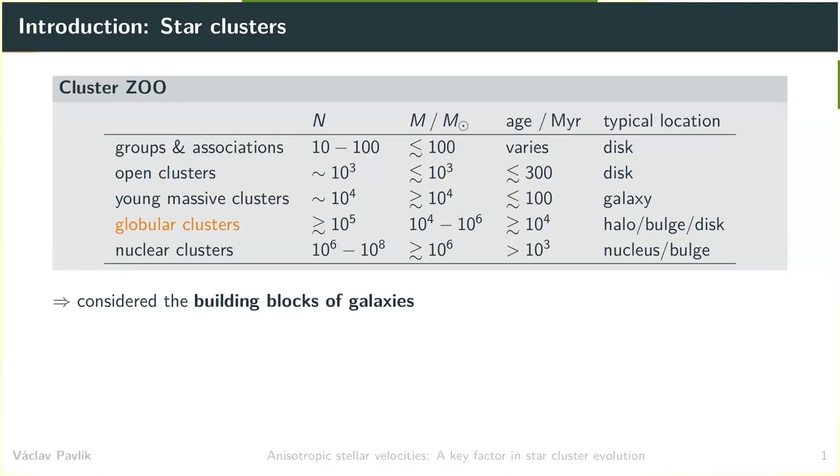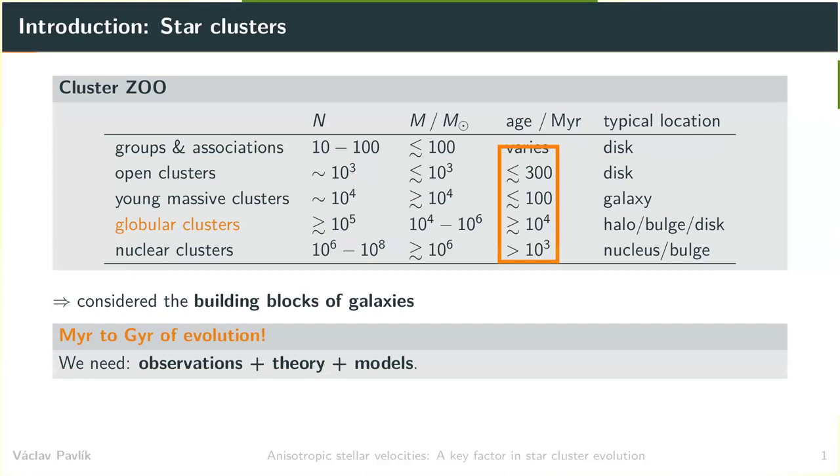But look at the age spread. It goes from hundreds of millions of years to billions of years, basically to the whole age of the universe. So you really need good observations. You need good theory that can describe what you see, and you need good models, because without models, even with hundreds or thousands of human lifetimes, you would not be able to see any major global evolutionary change in the objects that you can observe. So you need those three things combined to be able to investigate what star clusters are doing.